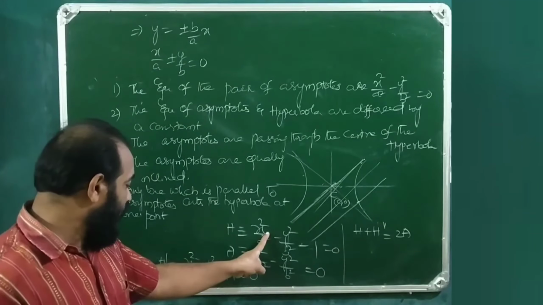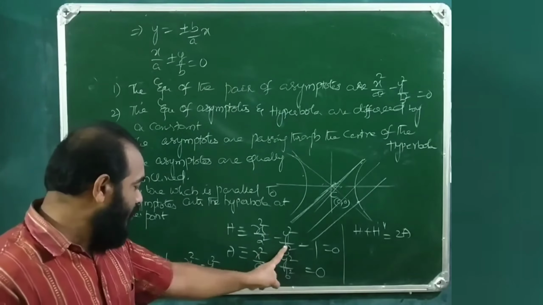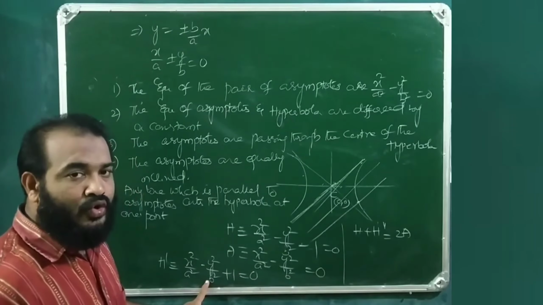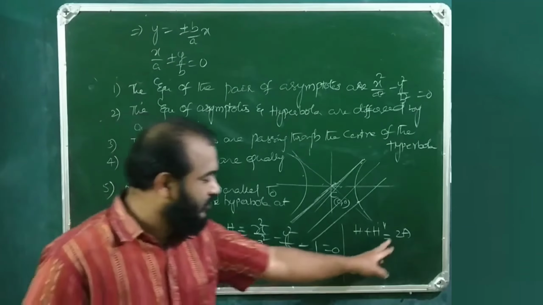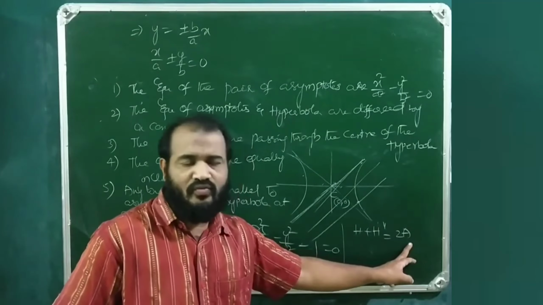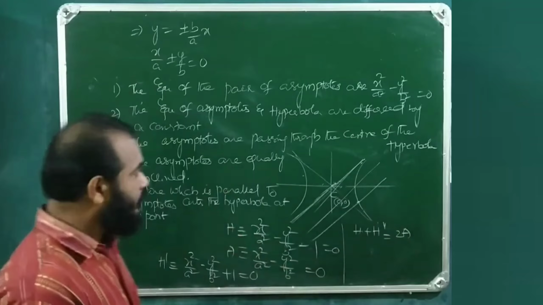So x square by a square plus x square by a square, 2x square by a square, minus y square by b square minus y square by b square, 2y square by b square. So if you take 2 common, we will get x square by a square minus y square by b square.